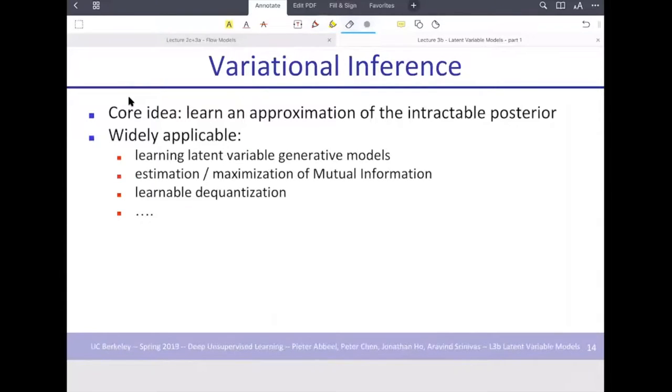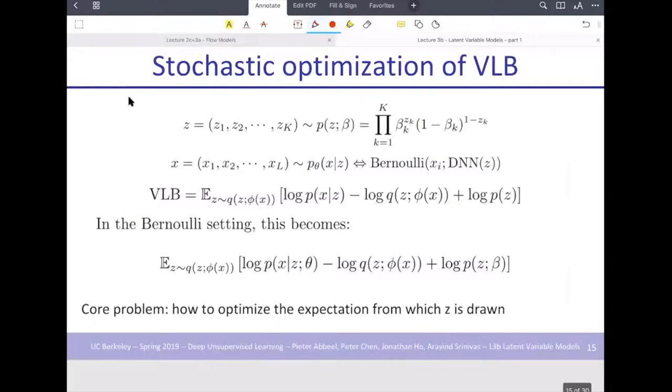Okay, so in the next part of this lecture, we'll be covering the first point, learning latent variable generative models. The subsequent points are not covered in this lecture. So in order to optimize the VLB, we want to maximize it. The VLB is this thing, right? I think. Can you come and help me? Okay.